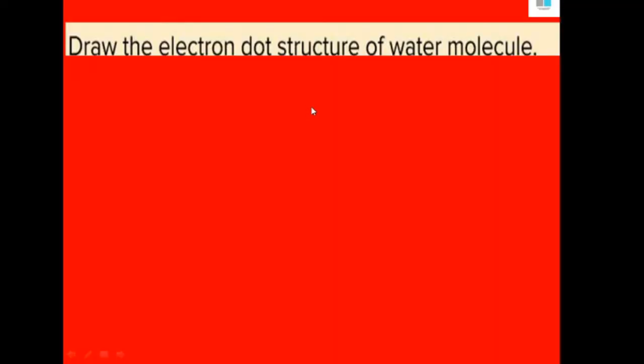Now let us solve another question like this. A question of the water molecule. Whenever a large compound is given like water molecule, and the question is to draw the electron dot structure of water molecule, then first try to write its formula. So the formula of water we know is H2O. Right, we require hydrogen also, and we also require oxygen.